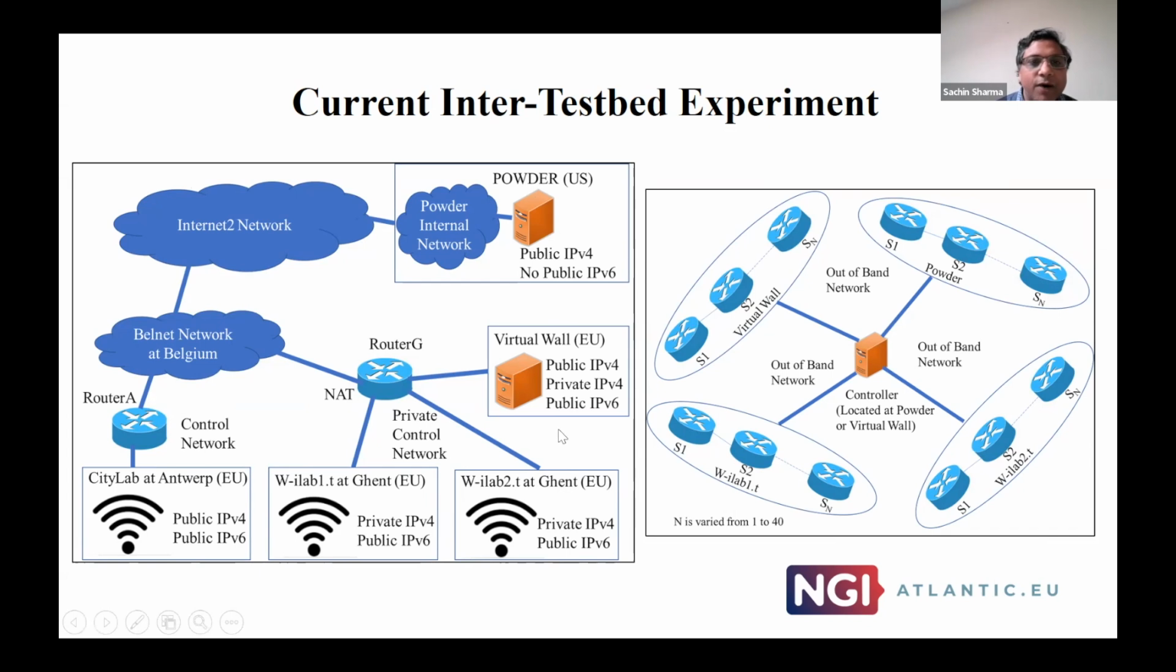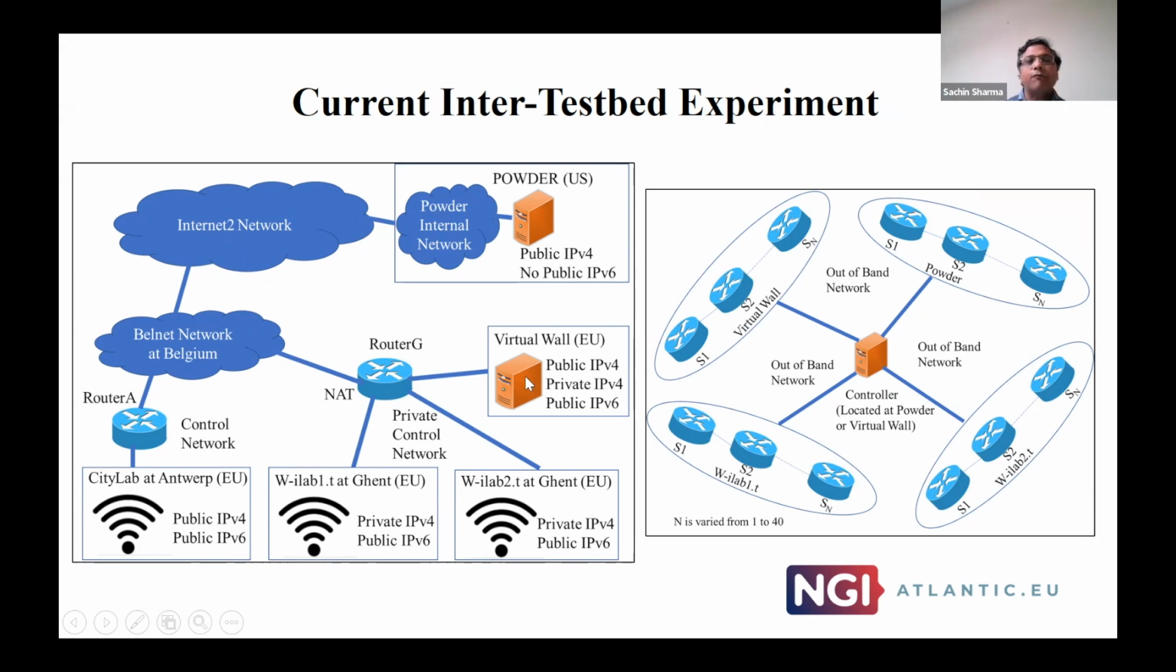And then we found that these testbeds are connected using research networks like the Belnet network in Belgium, because all the testbeds we connected are in Belgium: CityLab, YLab, and the virtual wall. We also found out where there are public addresses and where there are private addresses, and how we can connect them together. Belnet is directly connected with the Internet2 network, which is the research network in the US, and which is connected with the Powder testbed. And we have public IPv4 addresses in Powder, which means that we can really communicate with the devices themselves.